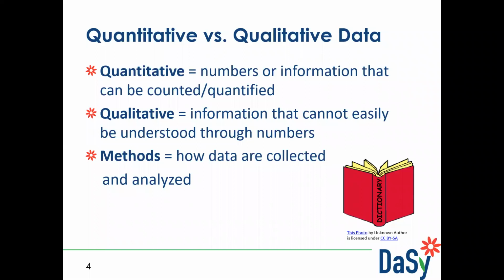When we talk about qualitative data, we're talking about information that cannot easily be understood through numbers. So this would be text-rich information, stories, quotes, images. These would all be qualitative. And today, when we talk about methods, we're talking about the processes and tools that are used to collect qualitative data and to analyze qualitative data.